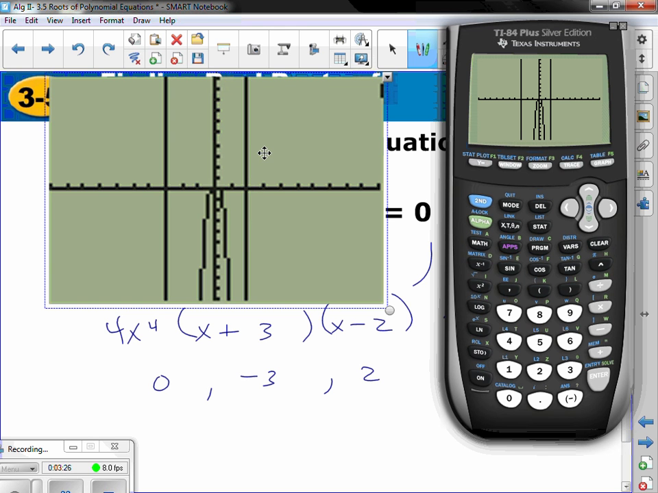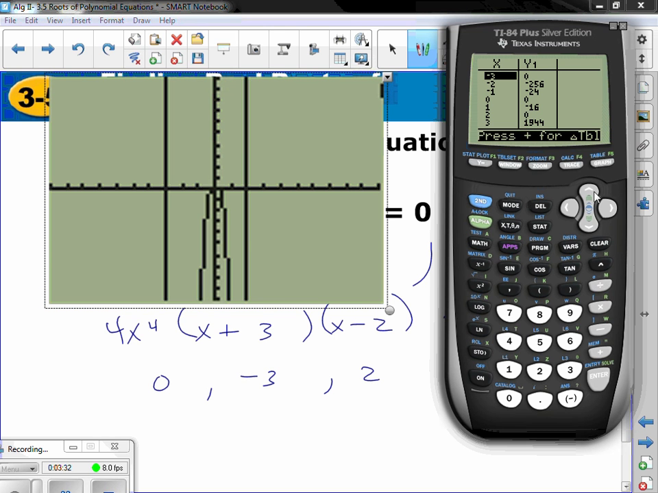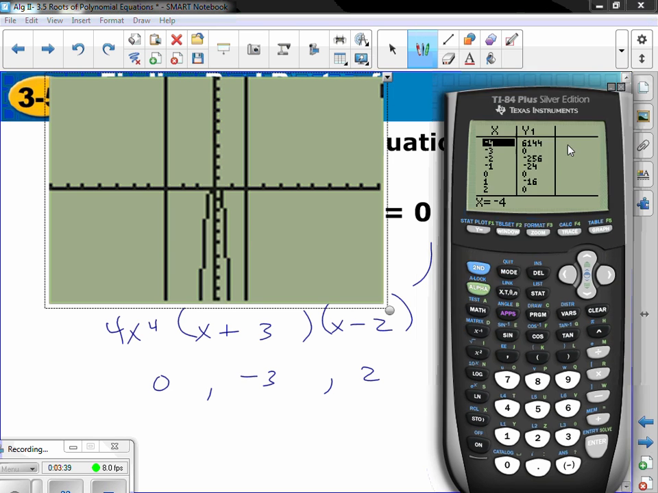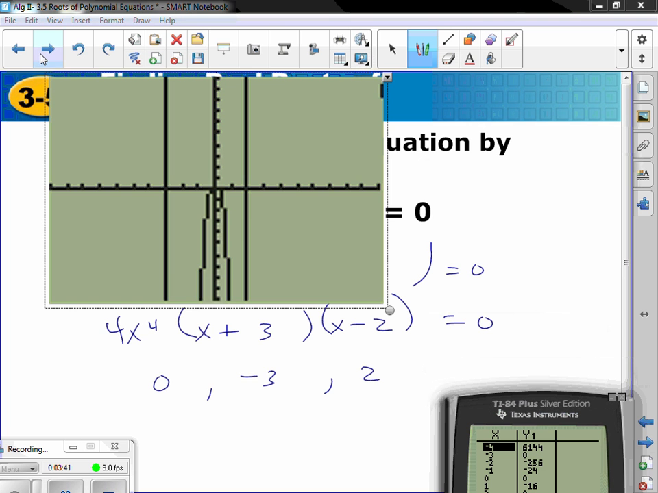Graphs aren't always the best things to see them, so we can look at the tables also. Second graph takes you to the table. We have a 0 here at negative 3, a 0 here at 0, and a 0 here at 2. It's a way to check our answers.